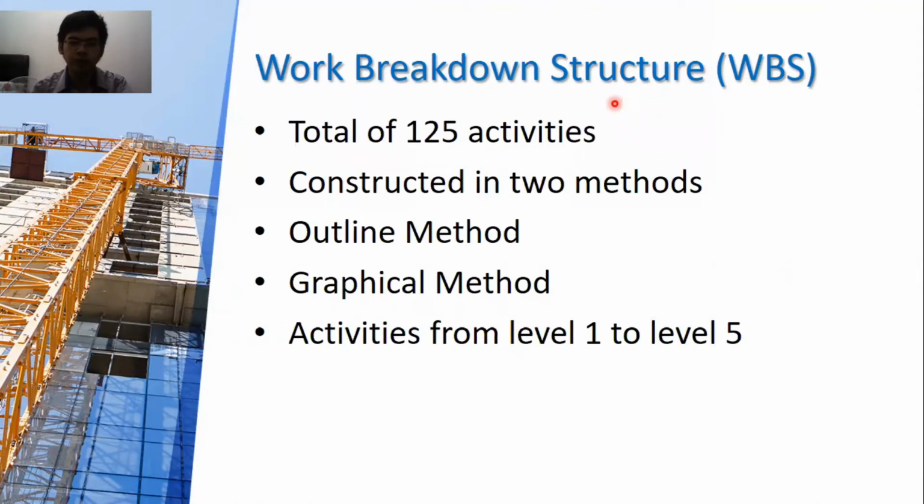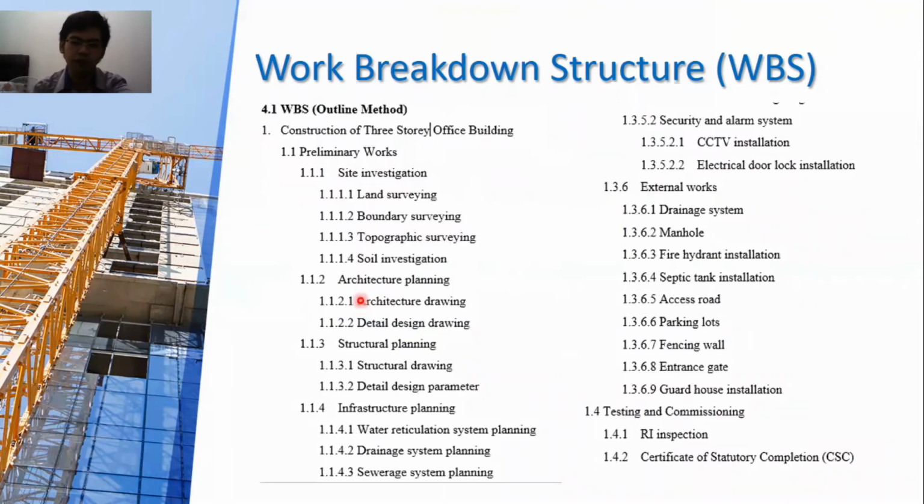Today I'm going to present the work breakdown structure, or WBS. There are a total of 125 activities involved in this project. The WBS is constructed using two methods, which are the outline method and the graphical method. The activities are sorted into 5 levels, from level 1 until level 5. So this is the outline method of the WBS.